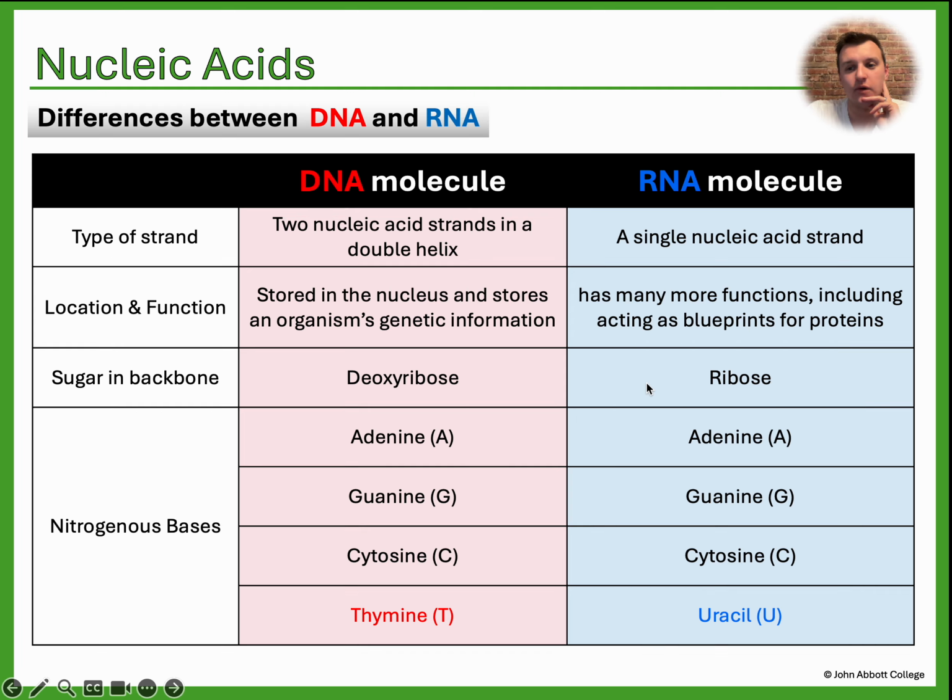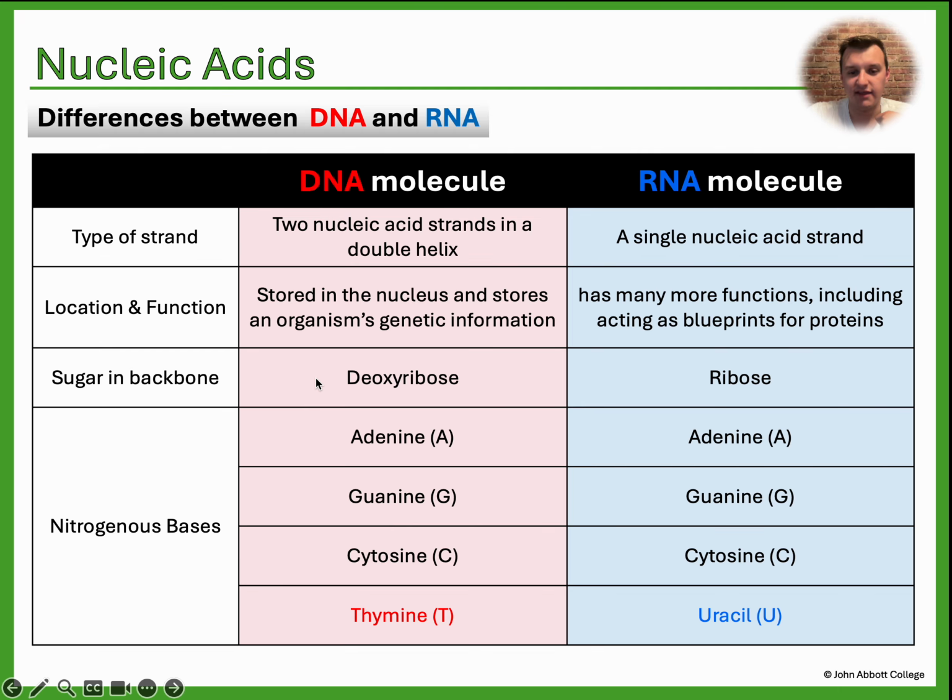Alrighty, so over here, the differences between DNA and RNA, you should have had that the type of strand in a DNA molecule is 2 nucleic acid strands versus in RNA it's only 1. The location and function: DNA is stored in the nucleus and it stores an organism's genetic info, whereas the RNA has many more functions, including that it acts as a blueprint for the proteins. It acts as the photocopy to make the proteins.